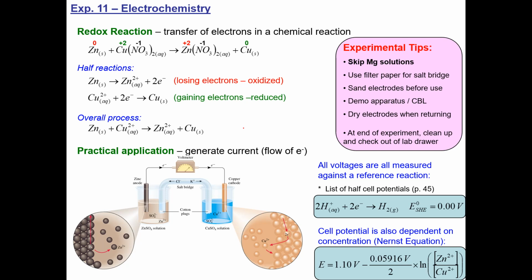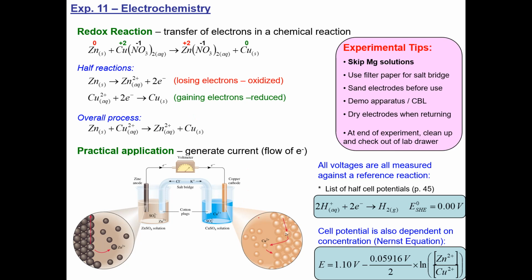However, if we're careful about how we set up this reaction, what we can actually do is harness the transfer of electrons that's happening up here. In this reaction, zinc has to give away electrons, copper has to accept electrons, gain those electrons. So if we're careful about how we construct our chemical reaction, we can actually harness those electrons. We can actually generate current, all right?